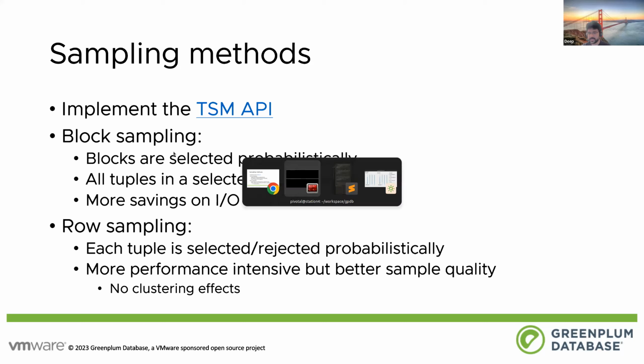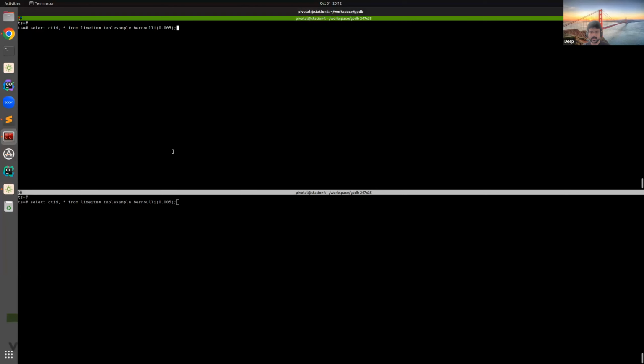So let's just see this in action really quick, right? So I have this lineitem table. It's around 28 gigabytes in size.